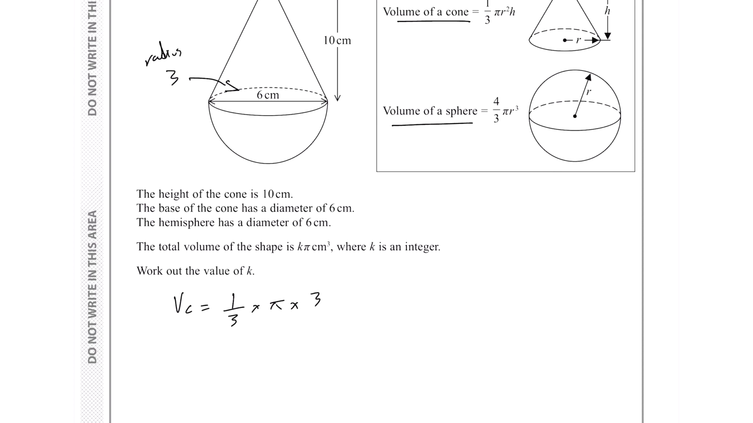So that's going to be 3. I know it says 3 squared, but I'm going to write it out like this, and you'll see why in a second. And then times that by the height, which is 10. And hopefully just by looking at this, you can see that the 3's can cancel out. We're then left with 3 times 10 and pi. So that's going to be 30 pi is the volume of the cone.